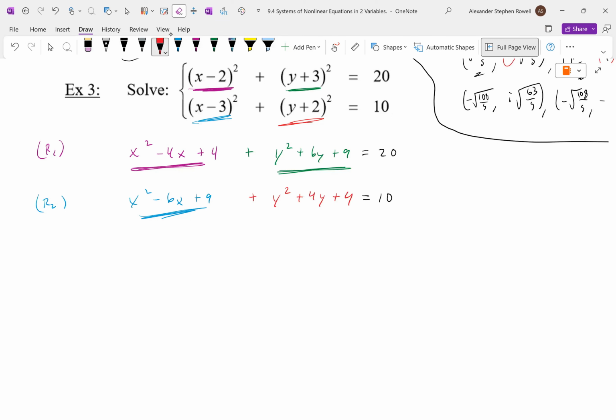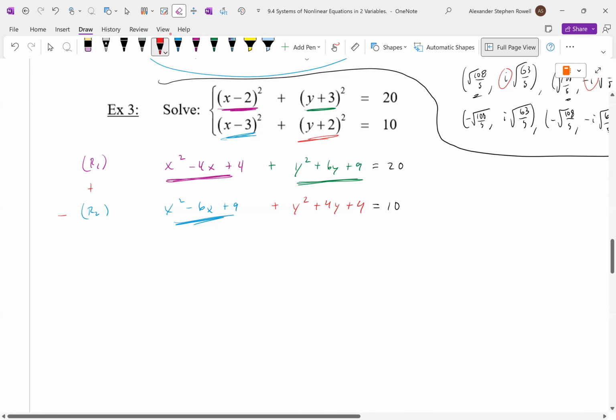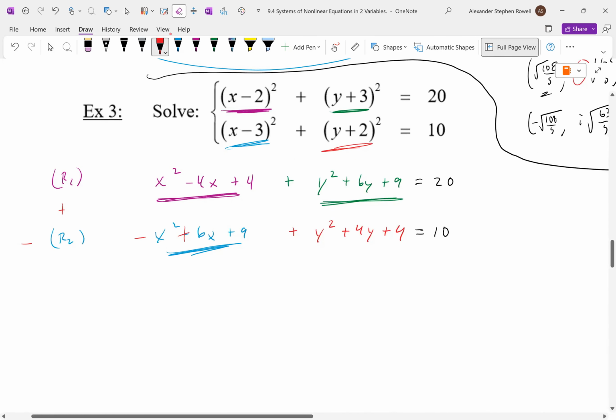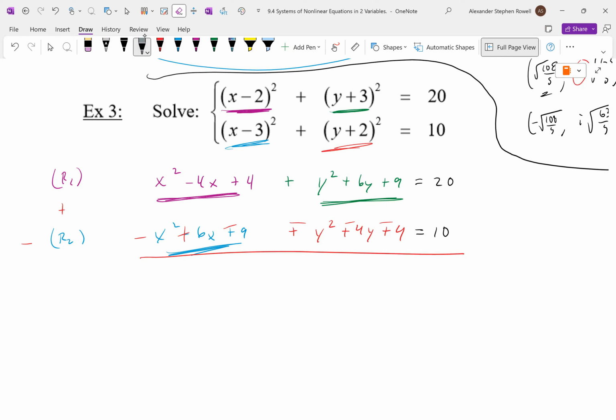Okay, and what I'm going to do is subtract R2 and add them together. So if I subtract R2, I'm going to make the signs opposite on all of these. Negative plus negative. And we're going to add these equations together because it's going to get rid of the x squared terms and the y squared terms. That will give me 2x minus 5 plus 2y plus 5 is equal to 30. Oh yes, it should apply to 10. Thank you. Equals 10. Any other questions?